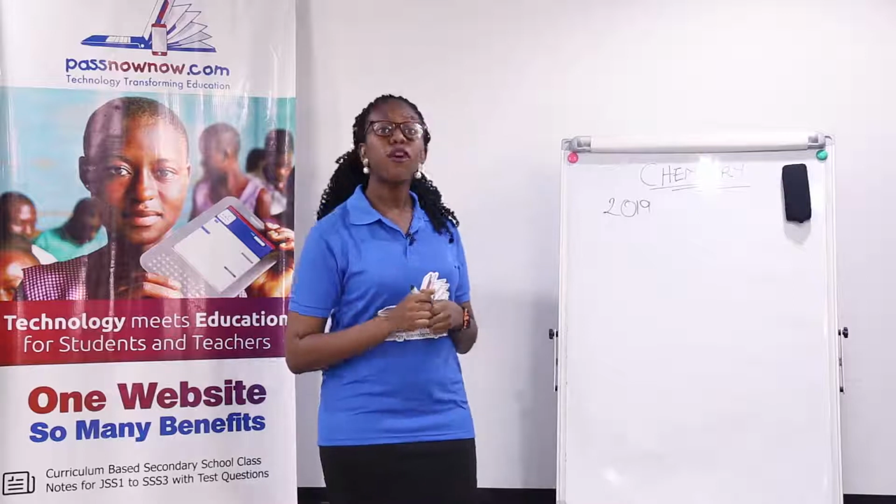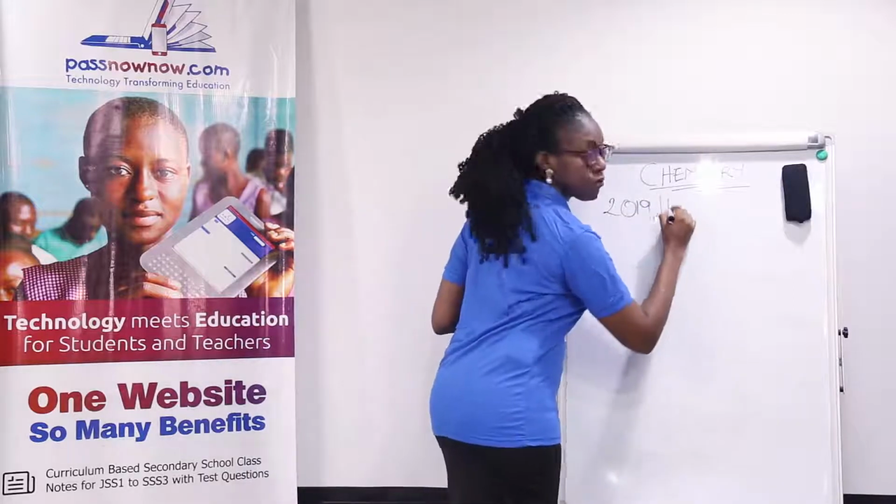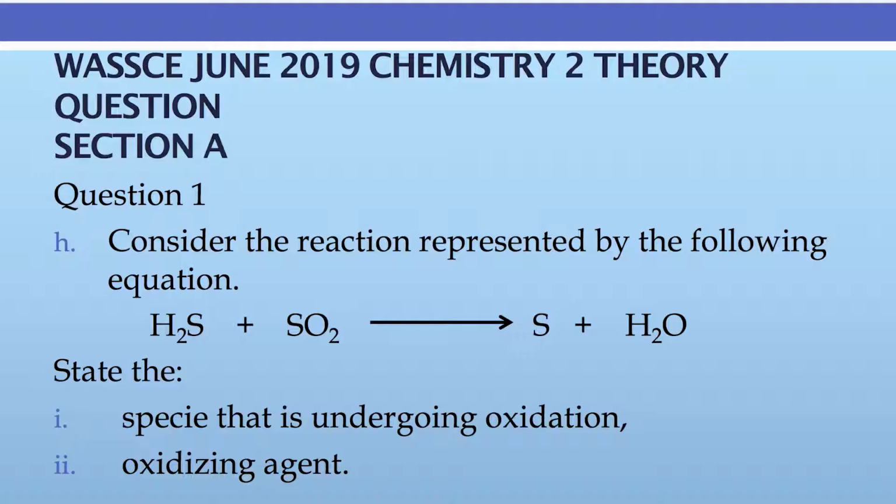Question number 1H. The question reads, consider the reaction represented by the following equation between hydrogen sulfide and sulfur IV oxide to yield sulfur and water. I. State the species that is undergoing oxidation and the oxidizing agent.